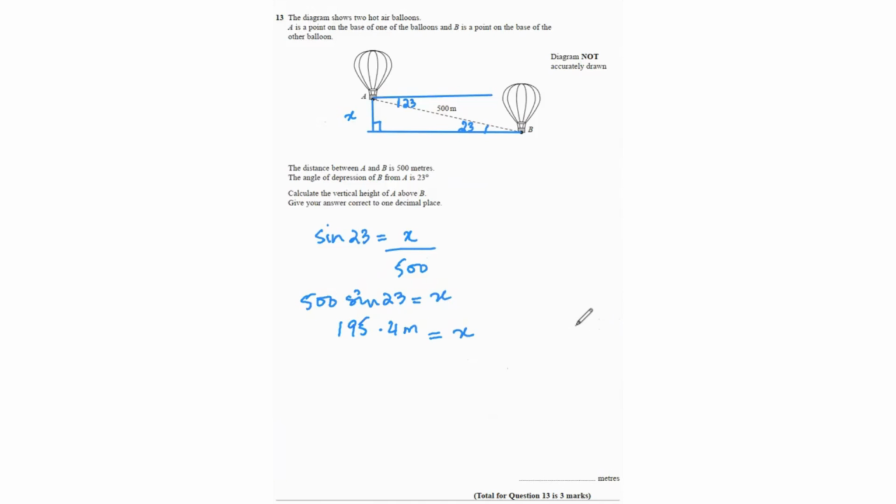So as you can see, they're very simple, direct questions. It's just like you applying one trig ratio and then finding the missing information. That's it. Not a lot going on in these questions, and they're also like 3 marks, so very simple.